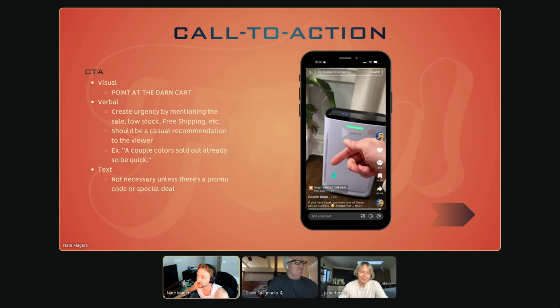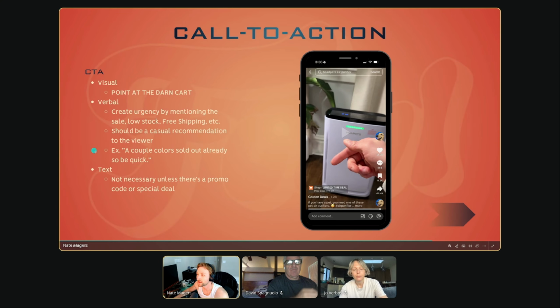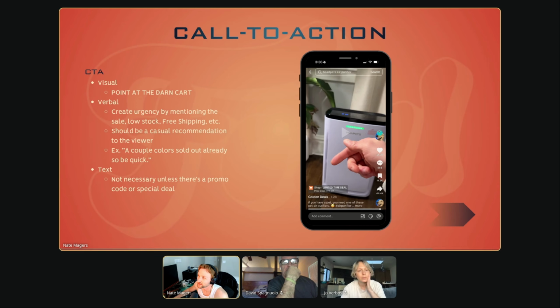Anytime you can get the buyer to convince themselves to do something, the likelihood of a sale goes up, right? So that's what we want. We want a point and we want to pair that with some sort of urgency verbally. So the line I think I put here is, a couple colors. This is not related to, I don't know why I didn't put his CTA in here. That's what I should have done.